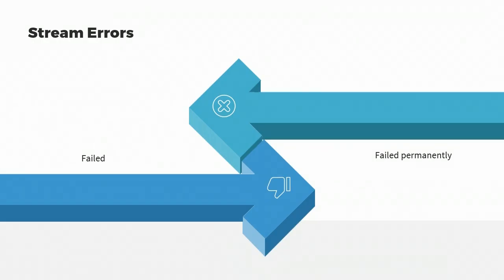And so you'll have to address the issues for a failed stream, and the stream will automatically resume, and it'll change back from failed to running. But with failed permanently, you'll have to actually address the underlying issues of the stream, and bring it back up. So that is how we can recover a stream, and just some of the actions that can be performed on a data stream.